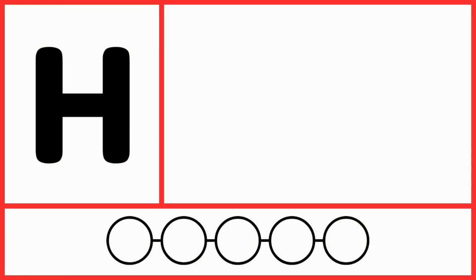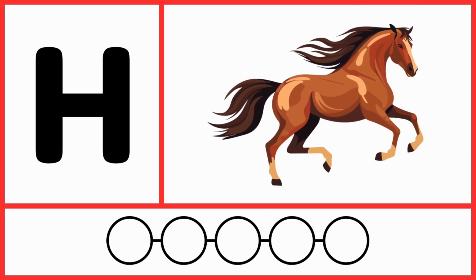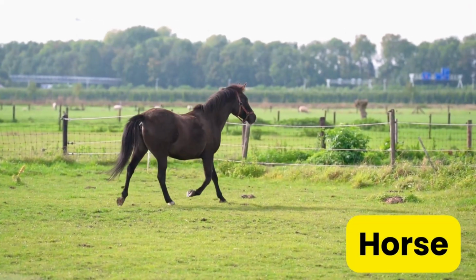H. H is for horse. Let's spell it. H, O, R, S, E. H is for horse. Horse.